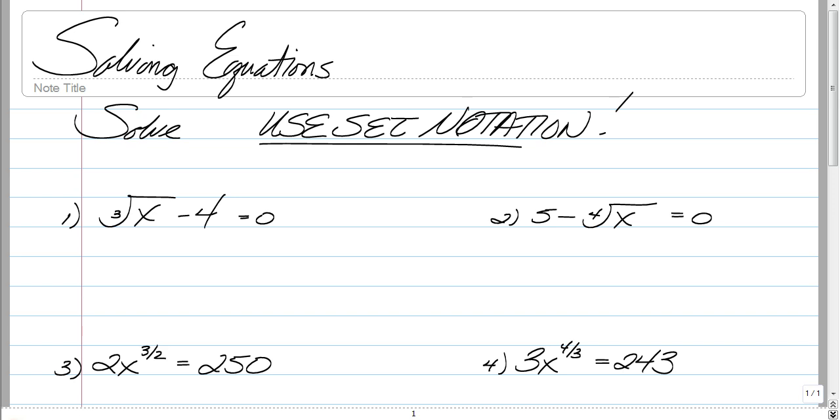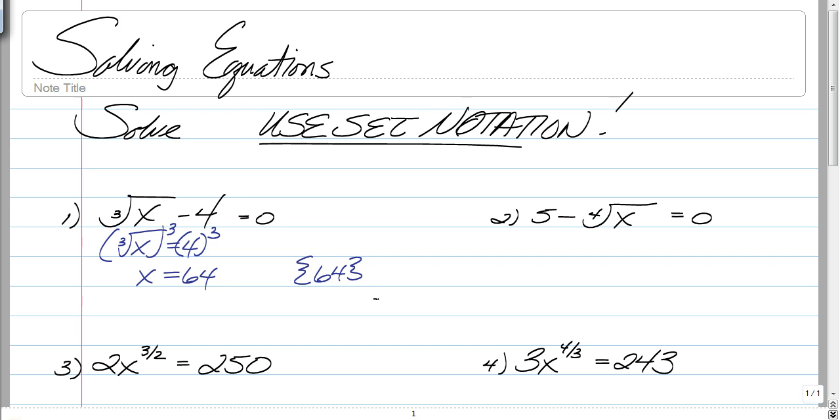So number one, we have the cube root of x minus 4 equals 0. So of course the first thing we're going to do is add 4 to the other side. So we have the cube root of x is equal to 4. To get rid of a cube root, all you have to do is cube both sides. So this is going to give you x is equal to 64. There are no restrictions on taking a cube root, so our only answer is 64, and you are done with that example.